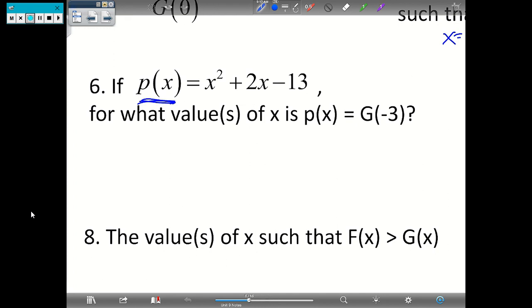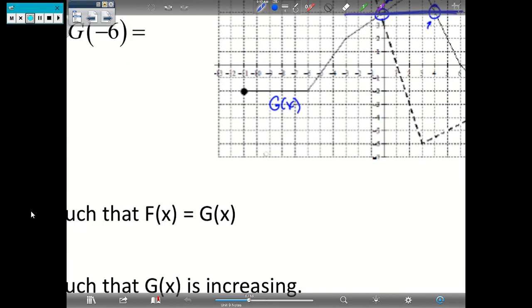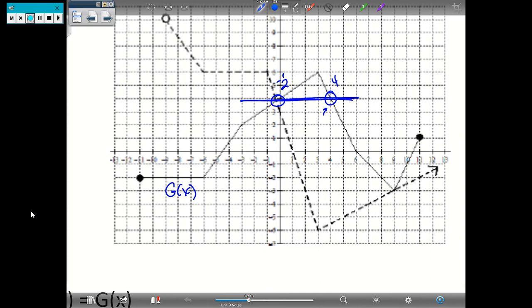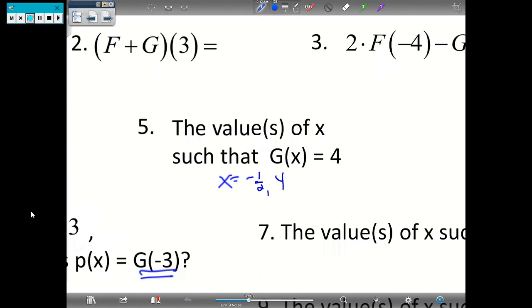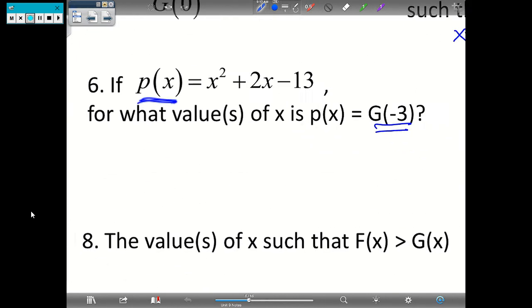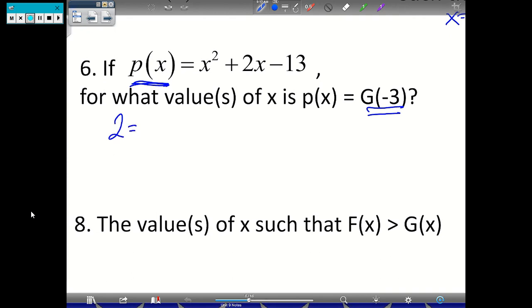So let's do that. Let's go over and find where g of negative 3 is. Okay, g of negative 3 looks like that is a 2 right here. So we'll go over here and we'll do what that says. So we're going to say 2 equals x squared plus 2x minus 13. We move everything to one side and we get x squared plus 2x minus 15 is 0.